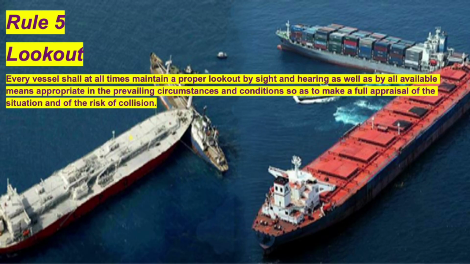Rule 5. Lookout. Every vessel shall at all times maintain a proper lookout by sight and hearing as well as by all available means appropriate in the prevailing circumstances and conditions so as to make a full appraisal of the situation and of the risk of collision. According to Rule 5, radar also must be used for lookout. If radar settings are wrong, it means that radar was not used properly, therefore requirements of COLREG are violated again.